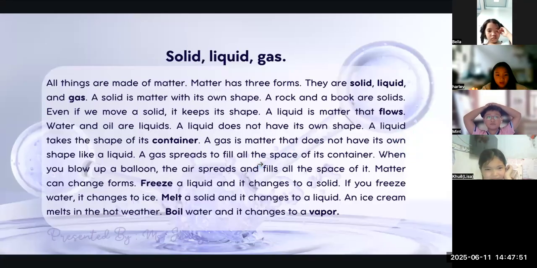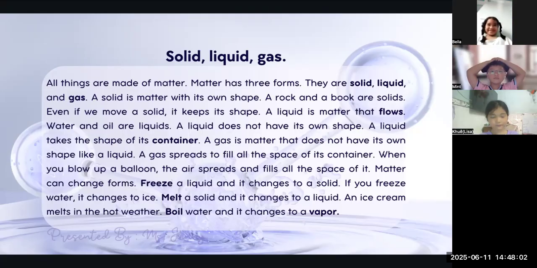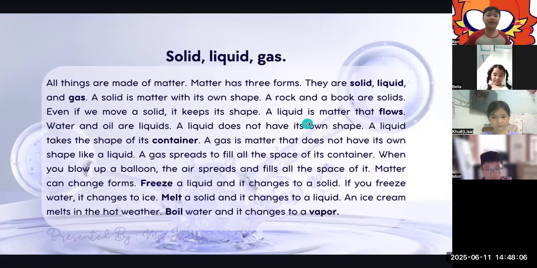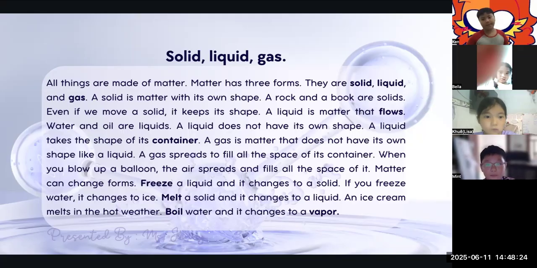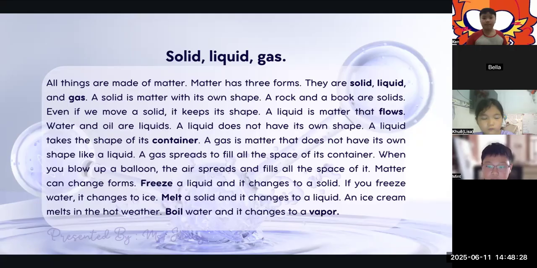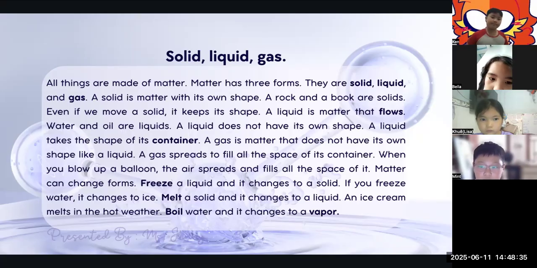So here's the reading section. Harley, can you read the first sentence? Okay. How about you, Lisa? Can you read the first sentence? All things are made of matter. Yes. The next sentence is for Mint. Matter has three forms. Yes, and then Bella. They are solid, liquid, and gas. Okay, so read it.